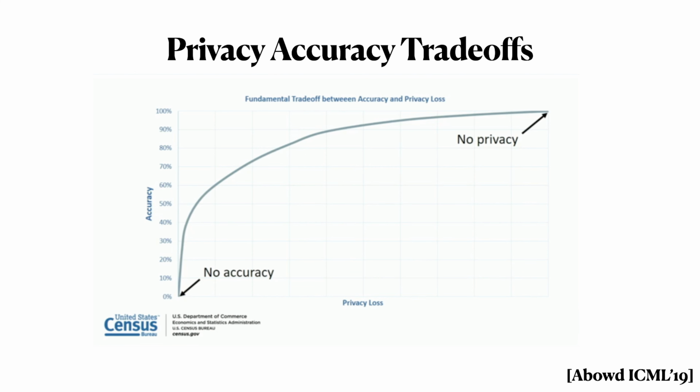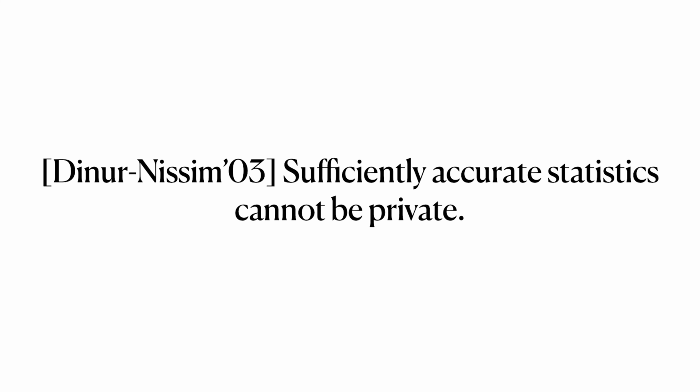And in fact, there is a fundamental trade-off between privacy and accuracy. For example, in the application of the US Census, they found that they had the following trade-off between accuracy and privacy loss. This trade-off is in fact fundamental. A result by Dinur and Nissim in 2003 showed that sufficiently accurate statistics cannot be private, so you can't have your cake and eat it too.